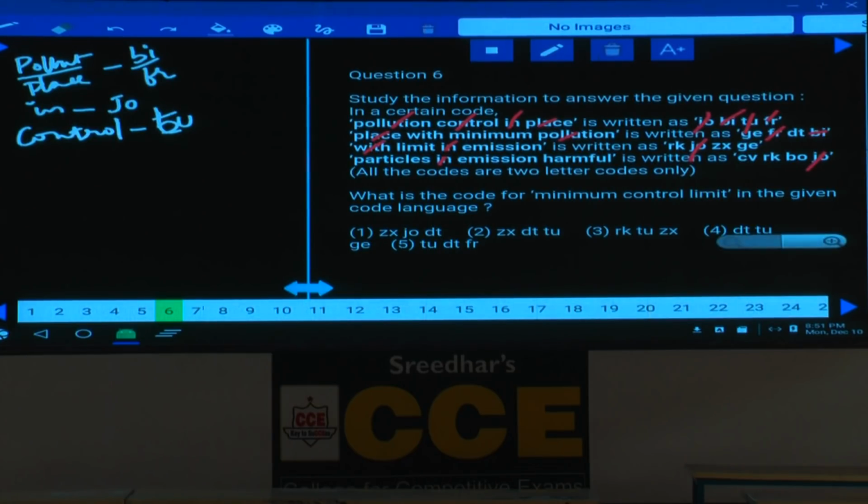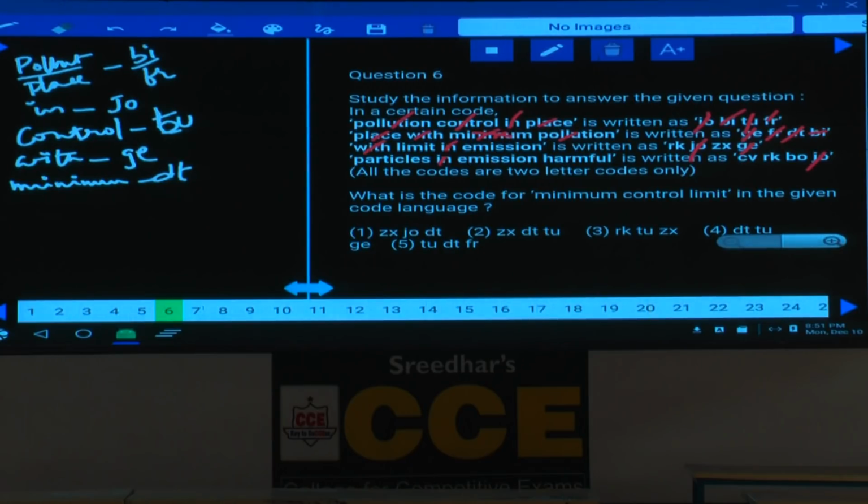Now if you compare the second and the third statements, what is the word which is common here? With is common. As with is common, tell me what is the code common between these two? DT and GE. GE is common between these. Hence the code to the word with is GE. Here also with is GE. Then what is left over here? Minimum is left over, and the code which is left over is DT. Minimum is DT.